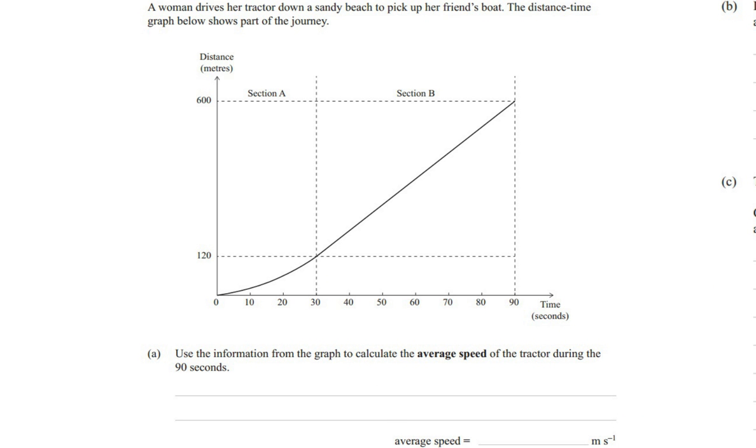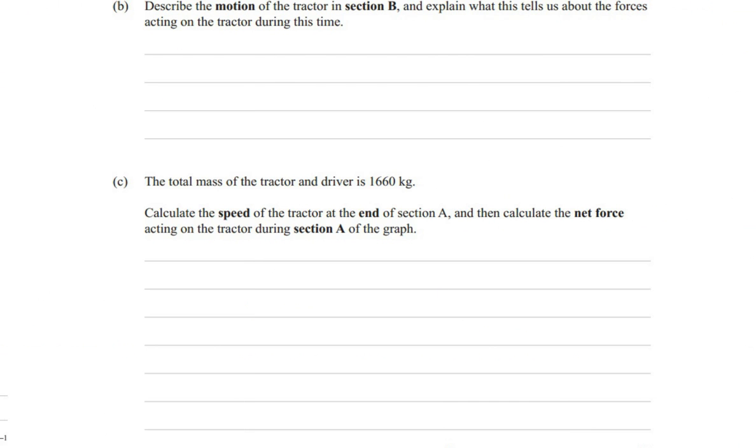Alright, so let's get on to the next part. So look at part B. Describe the motion of the tractor in section B and explain what this tells us about the forces acting on the tractor during this time. So if we look at section B, it was a straight line with a slope like this. So that tells us it was travelling at a constant speed. So we know it's travelling at a constant speed.